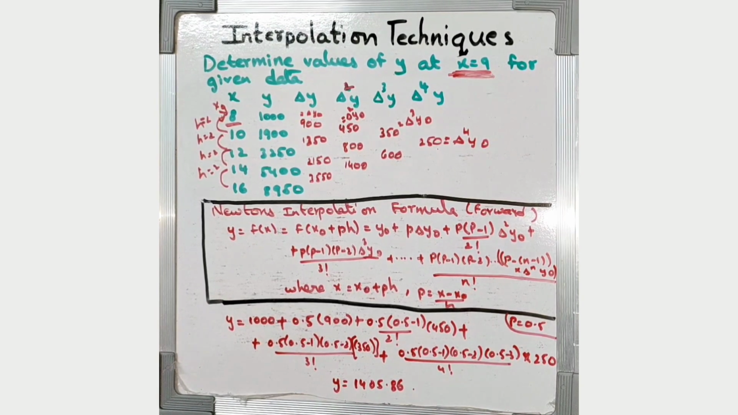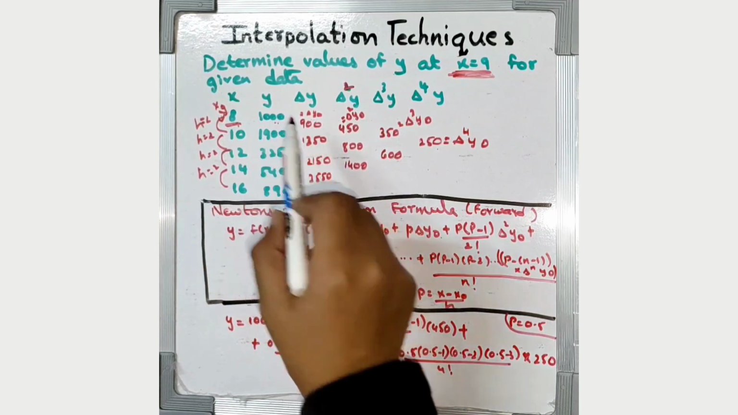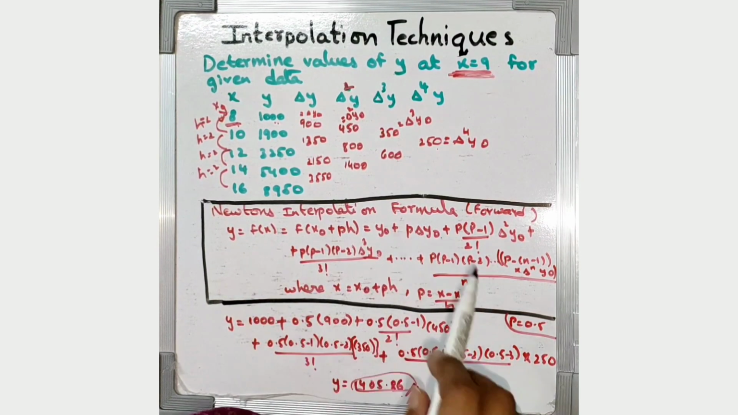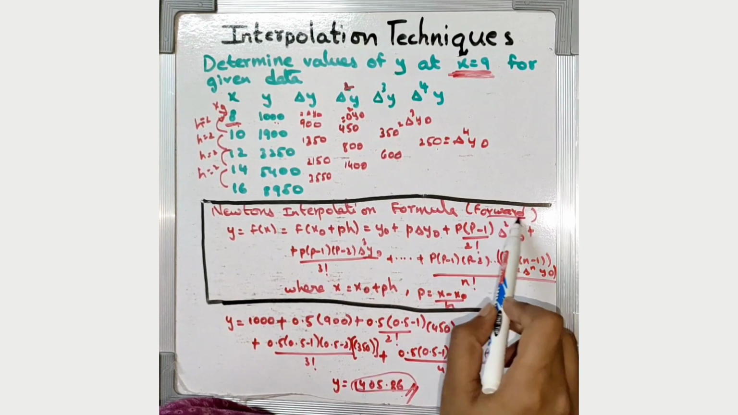You will be getting y as 1045.86. So this is the value of y we have to find, the value of y at x equals 9. At x equals 9, the value of y is 1045.86. So we have found this using Newton's interpolation forward formula.